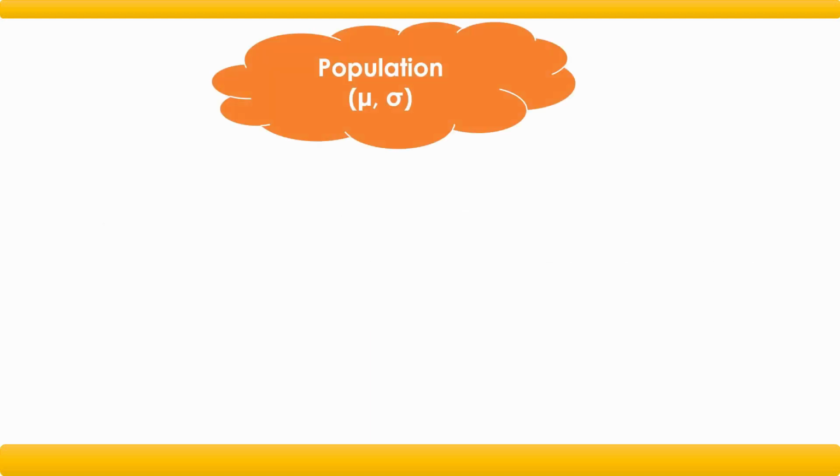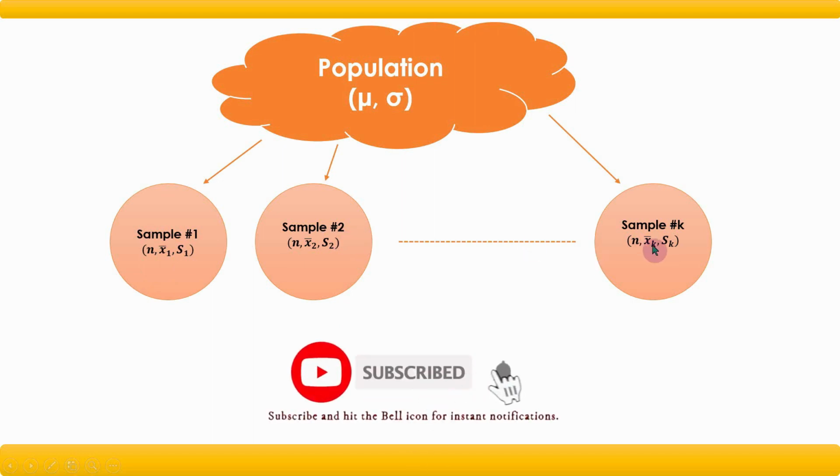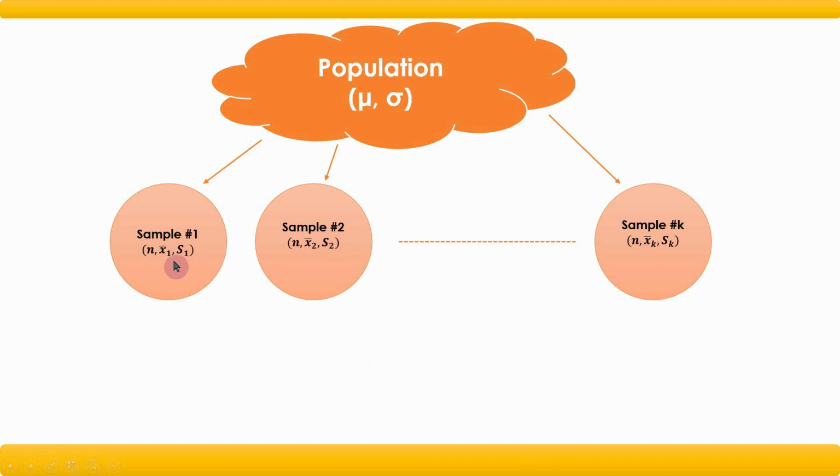Let us consider a population with the parameters mu as the mean and sigma as the standard deviation. From that I am drawing various samples here. So this is sample 1 and this is sample 2 and this is sample k. That means a total of k samples I am drawing from this population. Each sample has size n, and x1 bar is the mean of sample 1, x2 bar is the mean of sample 2 and xk bar is the mean of sample k. And S1 is the standard deviation of sample 1, S2 is the standard deviation of sample 2 and Sk is the standard deviation of sample k.